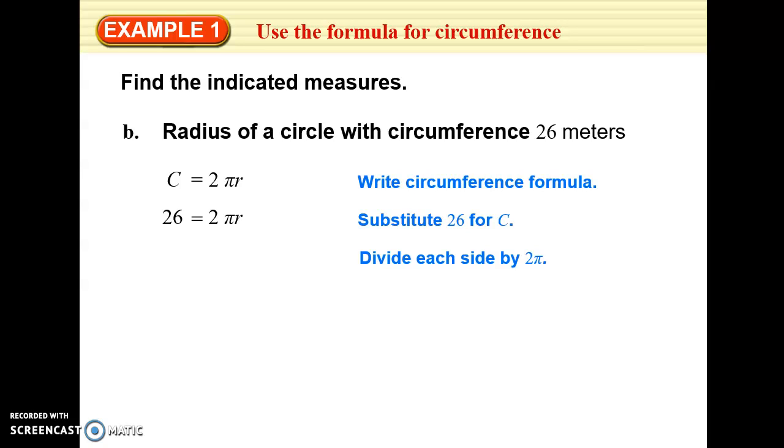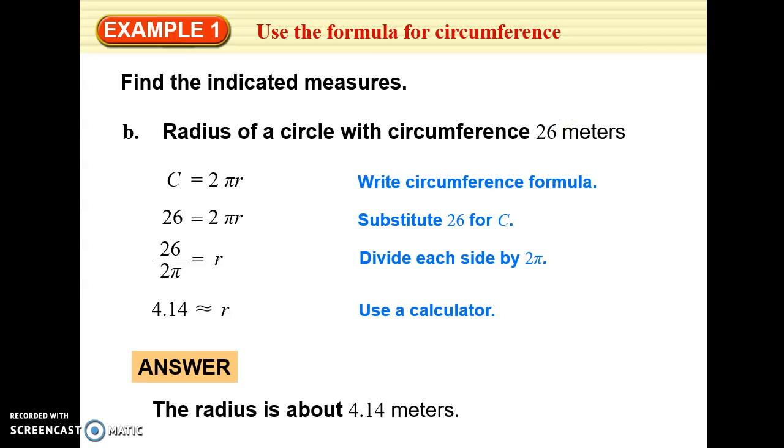Remember, with 2 pi r, we have to divide on both sides to cancel, and we get 26 divided by 2 pi is equal to r. The radius is equal to 4.14. Because we are talking about meters, the answer is in meters.